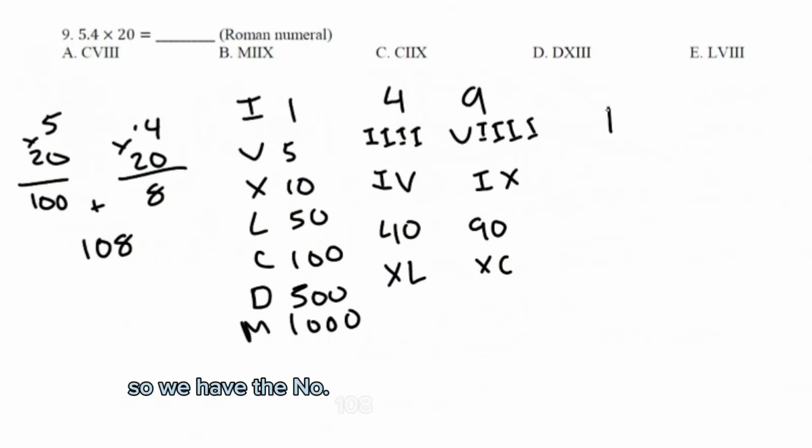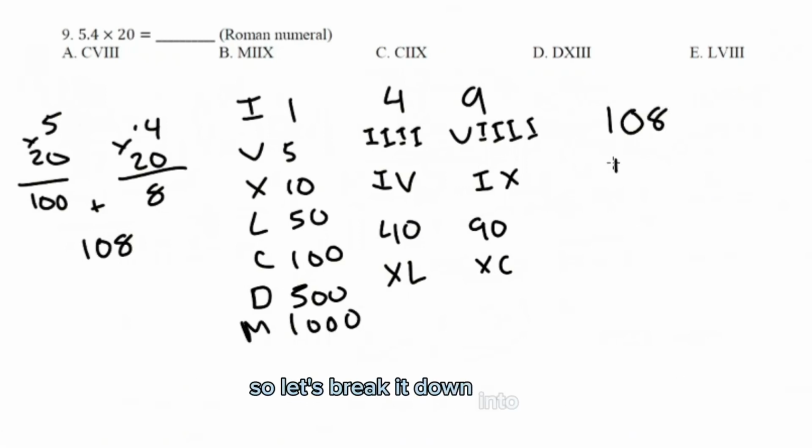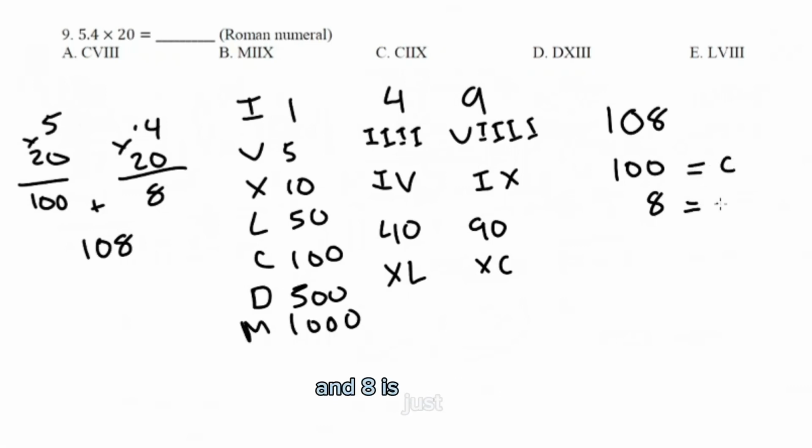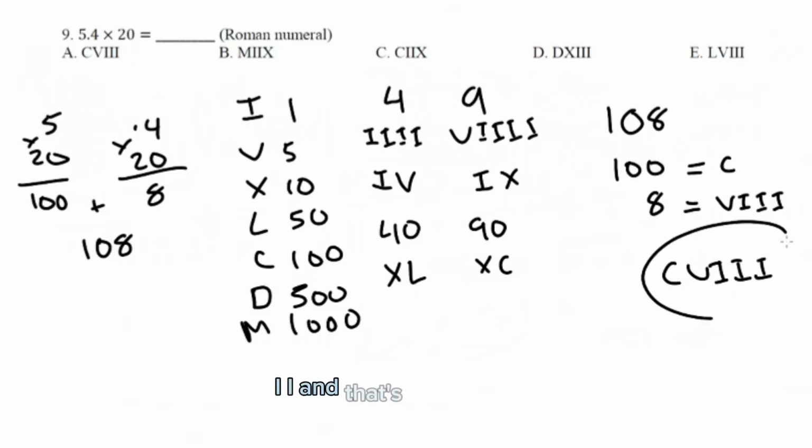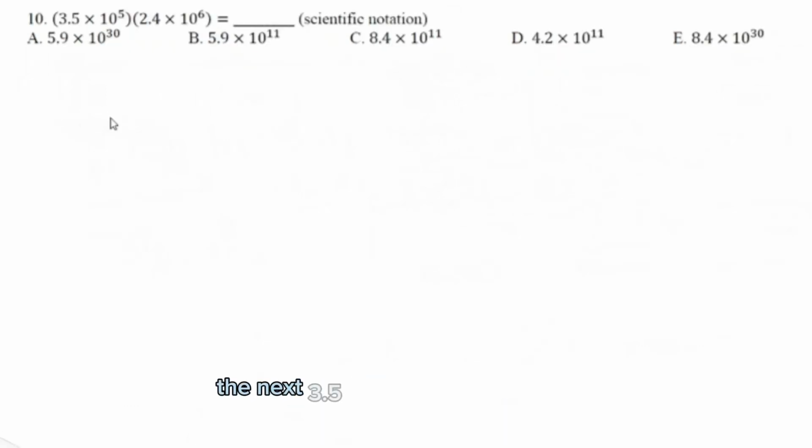So we have the number 108 to convert to Roman numerals. So let's break it down into 100 and 8. So 100 is just C, and 8 is just V, I, I, I. So now we just add these up to get C, V, I, I, I, and that's your answer.